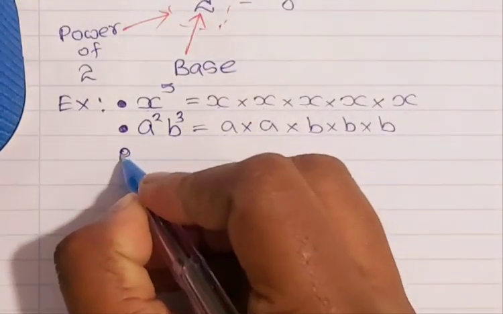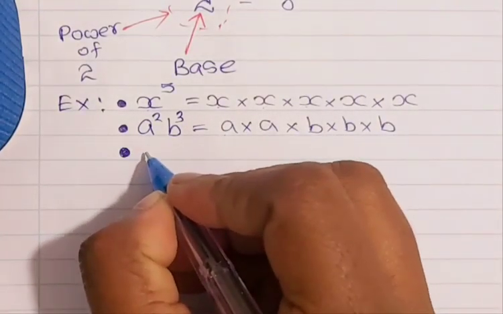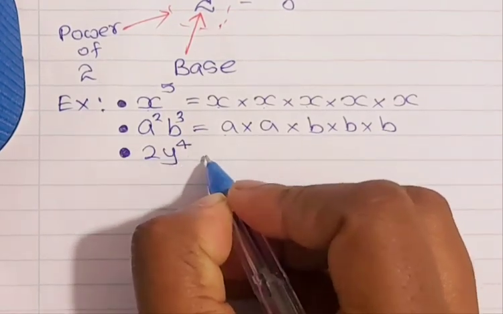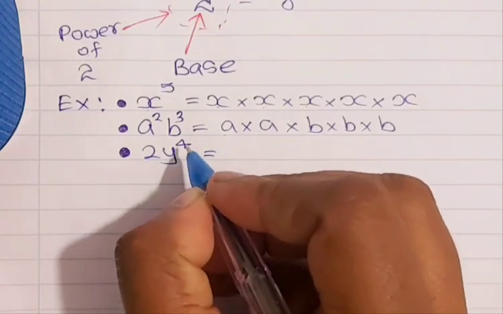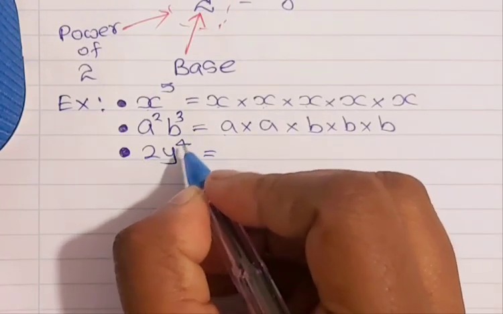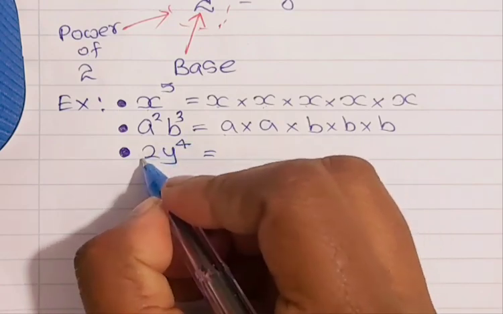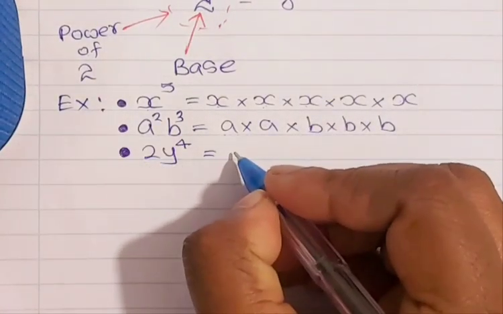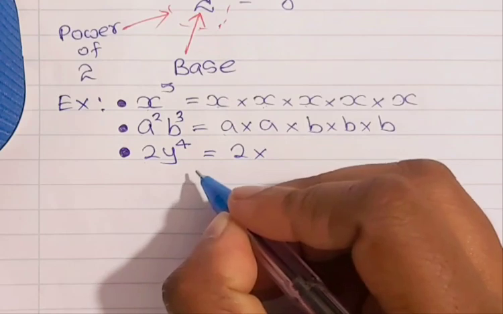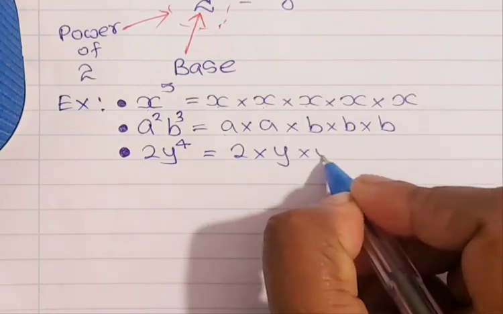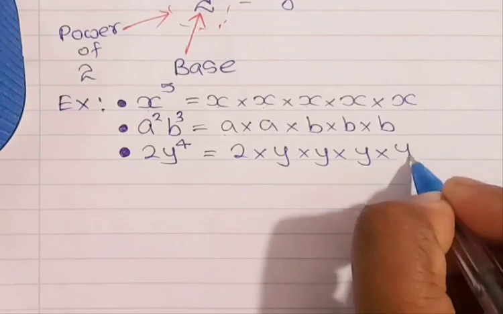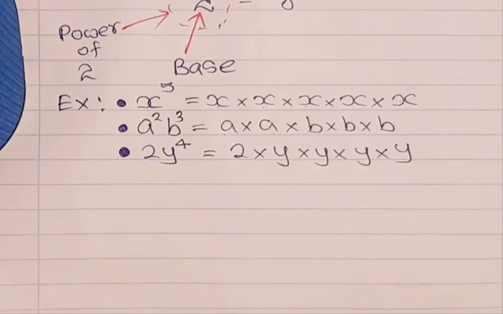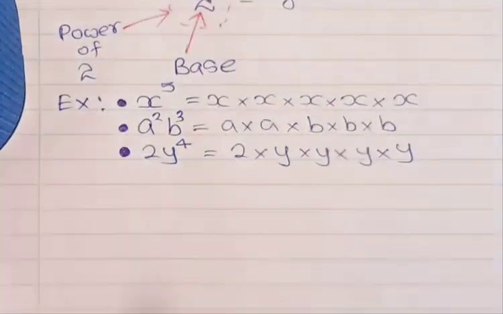Now the other one. If I am taking 2y to the power 4, I am taking 2 times y to the power 4. This power is going for y only, not for 2. You have to clearly understand that. I can expand this as 2 into y into y into y into y. This is the way you can expand the index notation.